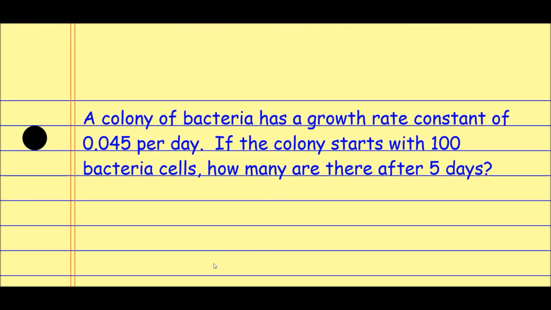All right, in this example, we've got a colony of bacteria that's growing at a growth rate constant of 0.045 per day. And right away, you should notice that instead of giving us a percentage, they said a growth rate constant. That's a giveaway that we're using the continuous growth model. Plus, this is a biological example, a nature type of example. Bacteria occurs in nature, so we're going to use the one that has the natural number. If the colony starts with 100 bacteria cells, how many are there after 5 days?